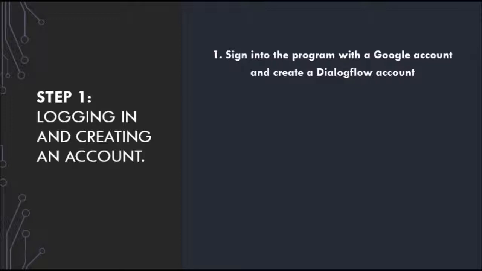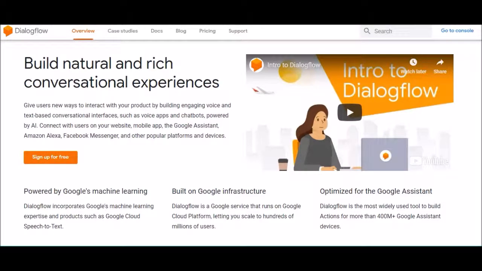Step 1, logging in and creating an account. First, we're going to sign into the program with a Google account and create a Dialogflow account. To begin, let's start at the homepage for Dialogflow at dialogflow.com. If you look in the upper right corner next to the search bar, you will see the words Go to Console in blue. Click on that.